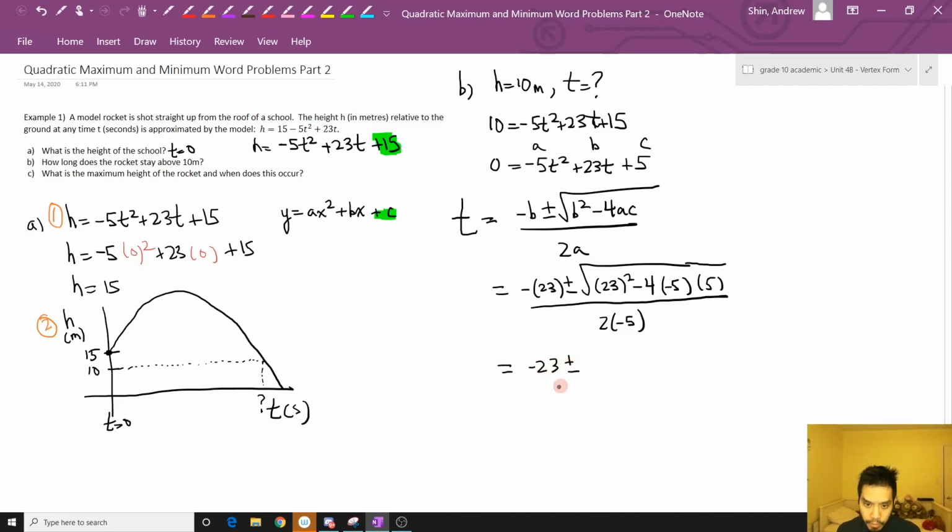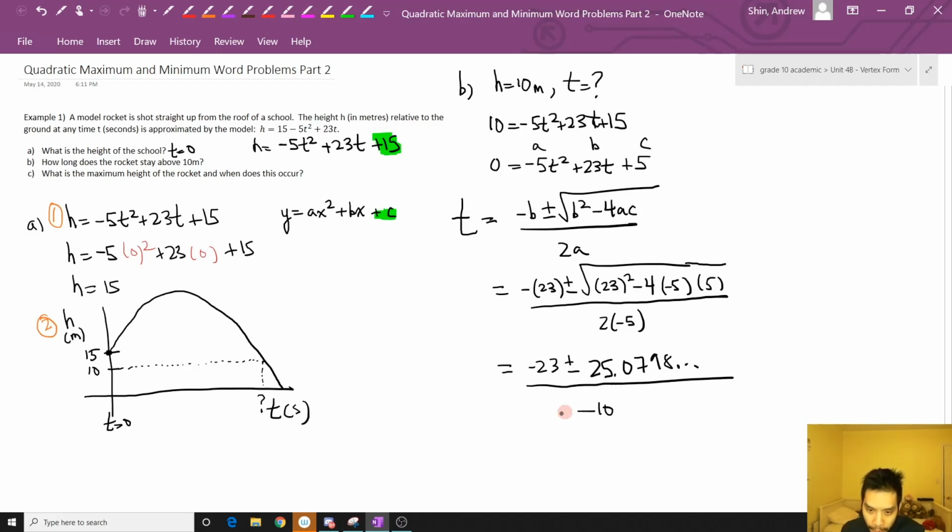Negative 23 plus minus the square root. Underneath here is just going to be negative 10. And I'm going to do all this in the calculator, so that's going to be 23 squared plus 20 times 5, which is going to be 100. So that's 629. Square root that. And we have 25.0798... and I'm going to keep that value on the calculator to get the most accurate answer.